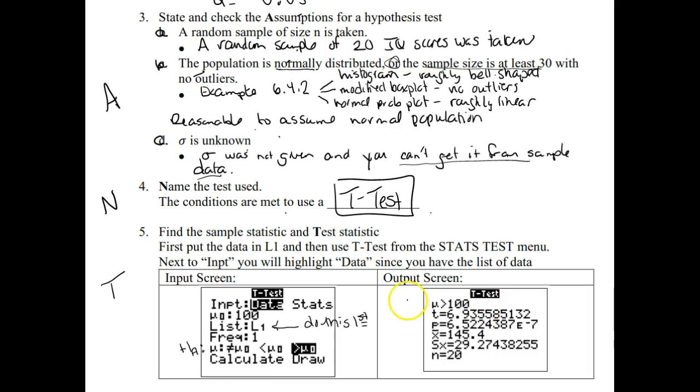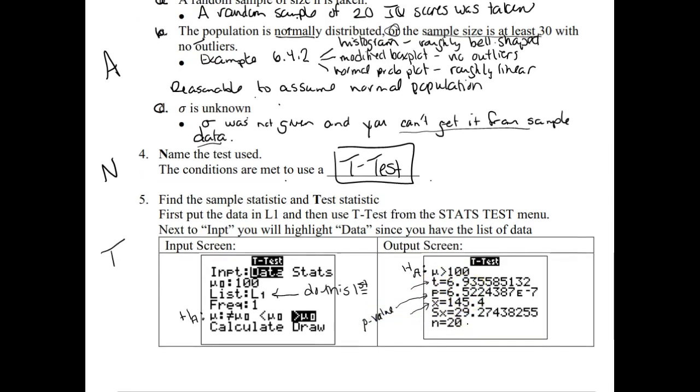And then when we highlight calculate and hit enter, this is what we should see for our output screen. The first line here we should always check before looking at the rest of the numbers to make sure that we highlighted the correct inequality. Our alternative hypothesis here is that mu has to be greater than 100, so this does match. So here is our test statistic, our t-score. Here is our sample statistic x bar. And here, where it says p, we need to keep in mind that is not p, but it's actually a p-value. So all of the numbers that we need are here on this output screen.